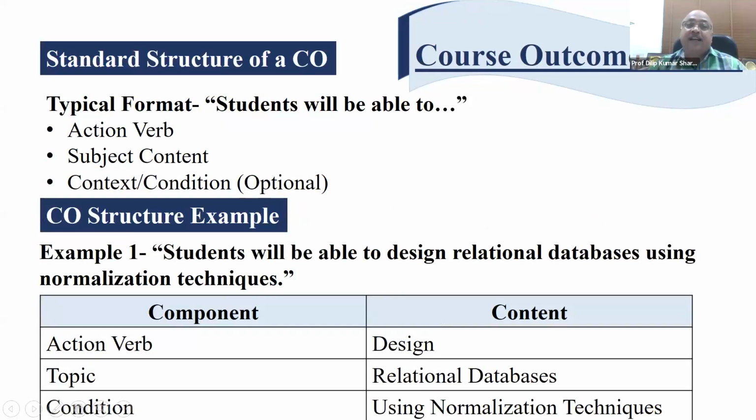So what can be the standard structure of a course outcome? The typical format, as I already said: student will be able to, action verb, subject, content, context and condition. For example: the student will be able to design a relational database using normalization technique. This can be one example of a course outcome for the DBMS subject. Action verb: design; topic: relational database; condition: using normalization technique, either 1NF, 2NF, BCNF or 4NF, whatever is there.